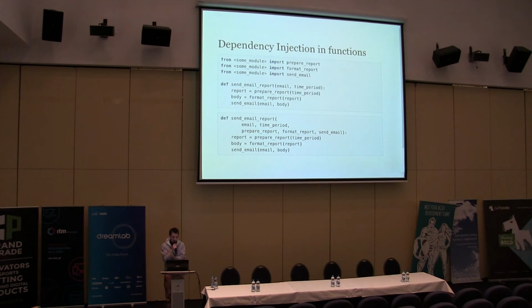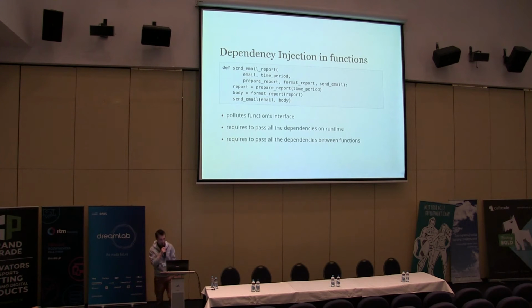To set dependencies from outside, we could use dependency injection. We would add an argument for each dependency. One for the function for preparing a report, one for the function for formatting, and the other one for sending email. Now our function doesn't know what function it will use for formatting a report. Instead of importing a concrete function, it asks for the functions. But it's not an elegant solution.